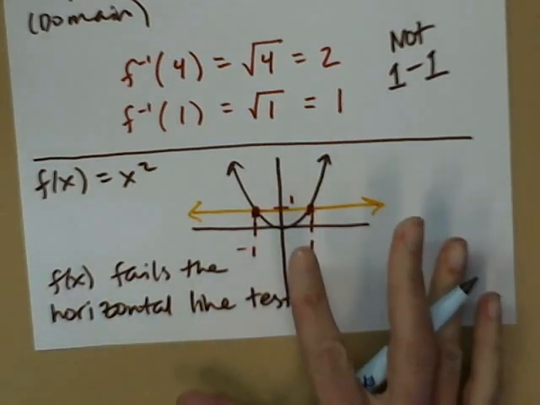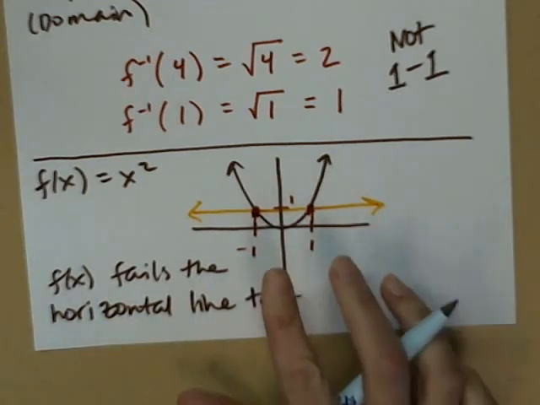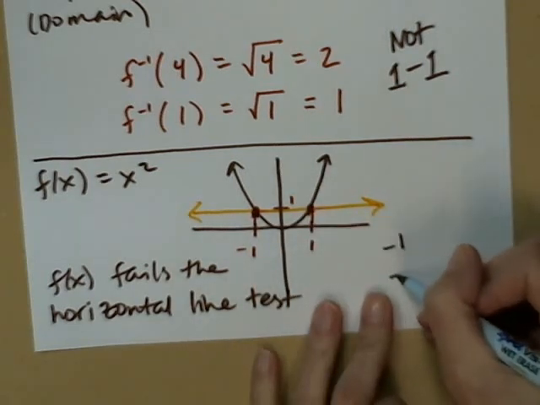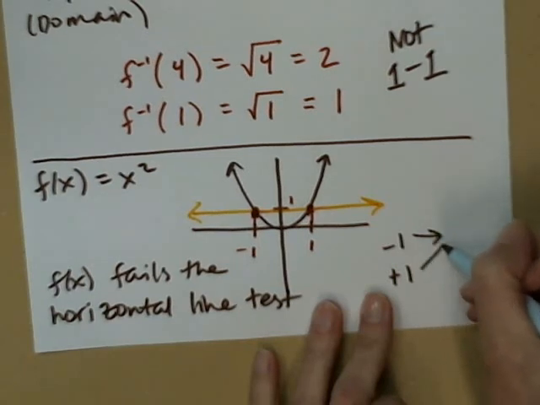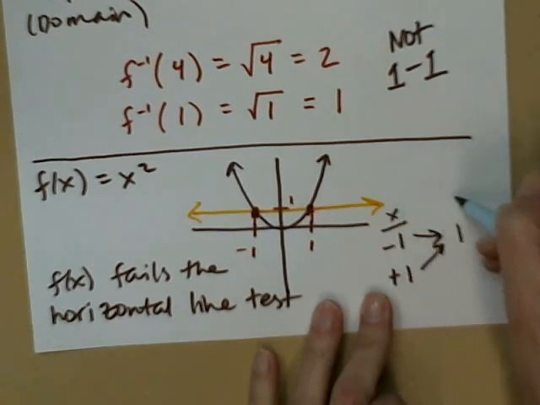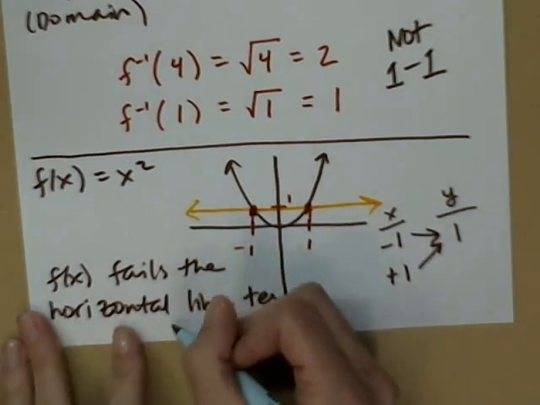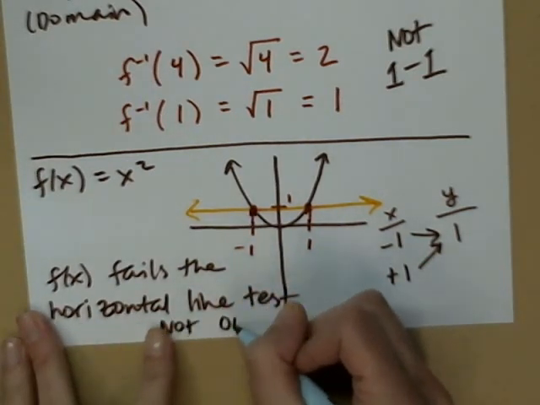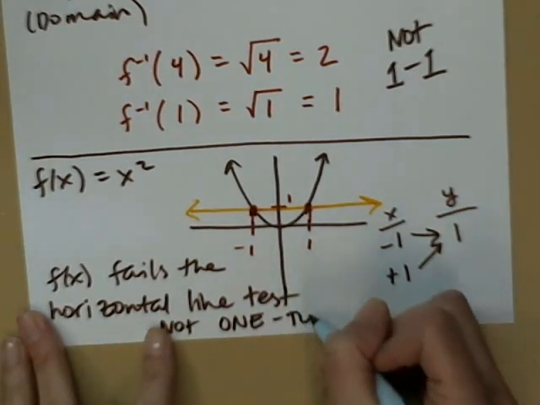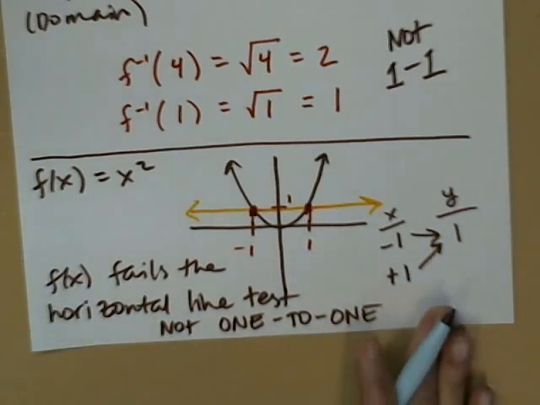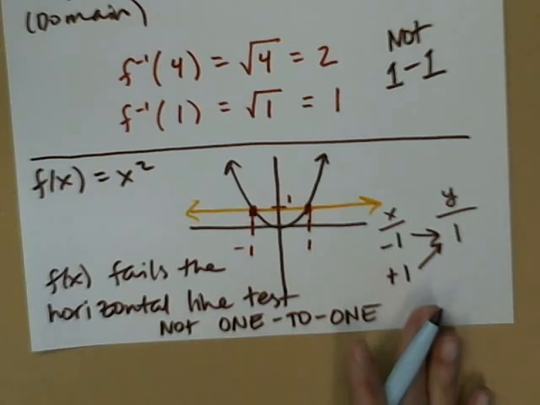And in this case, it means that at most places we have a 2-to-1 function. Both the -1 and the positive 1, those are x's, give me an output or a y value of 1. So because it fails the horizontal line test, it is not 1 to 1.